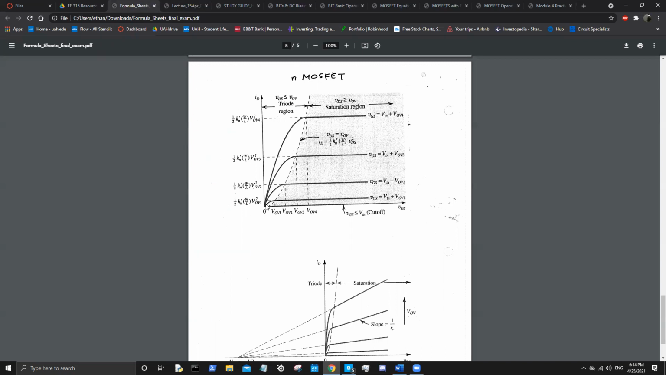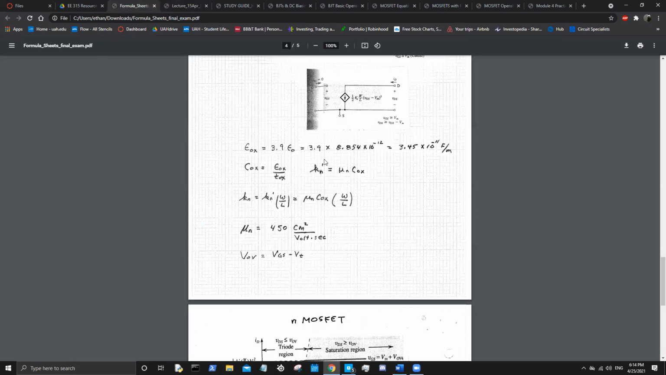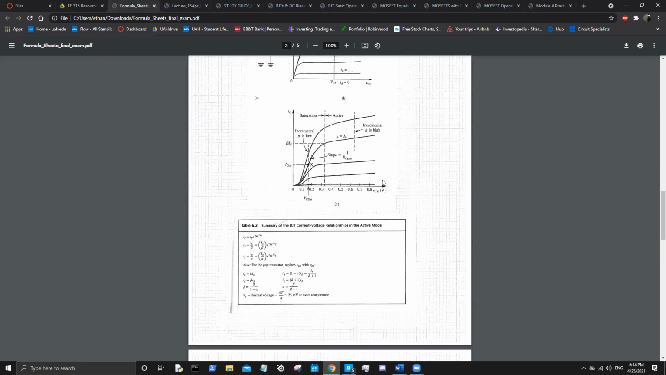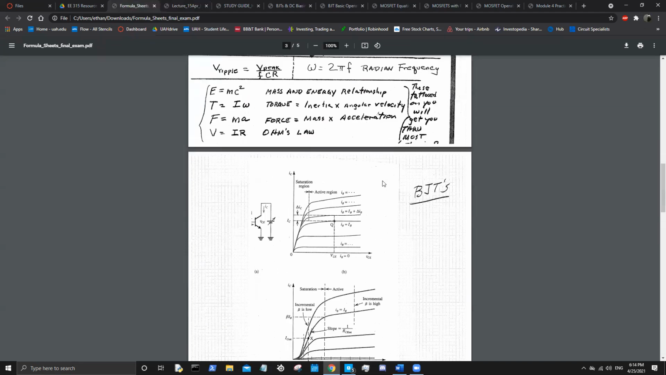Now, how do we read this chart? Is this the one we're using for triode? There's a better one too. Scroll up. Keep going. I think he's got it. This looks like above that, BJTs.